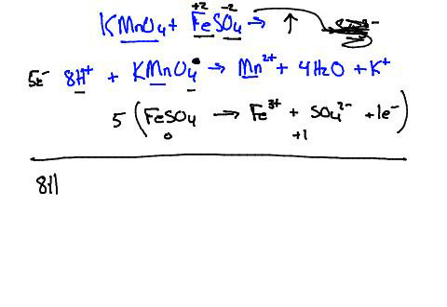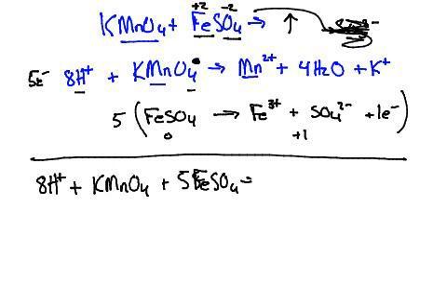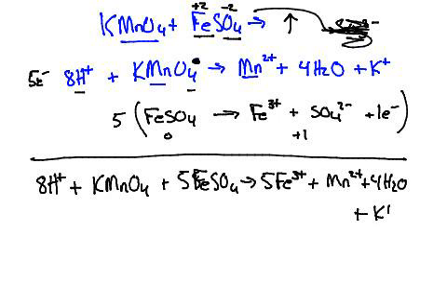So it'll be 8H positive plus KMnO4 plus 5FeSO4 makes 5Fe3 positive plus an Mn2 positive plus 4 waters plus potassium. I'm writing this down so when I go to the next screen I can recopy it. You probably will just continue on down on your paper, but I have a screen limitation. So I'm going to go to another screen so I can answer this problem.